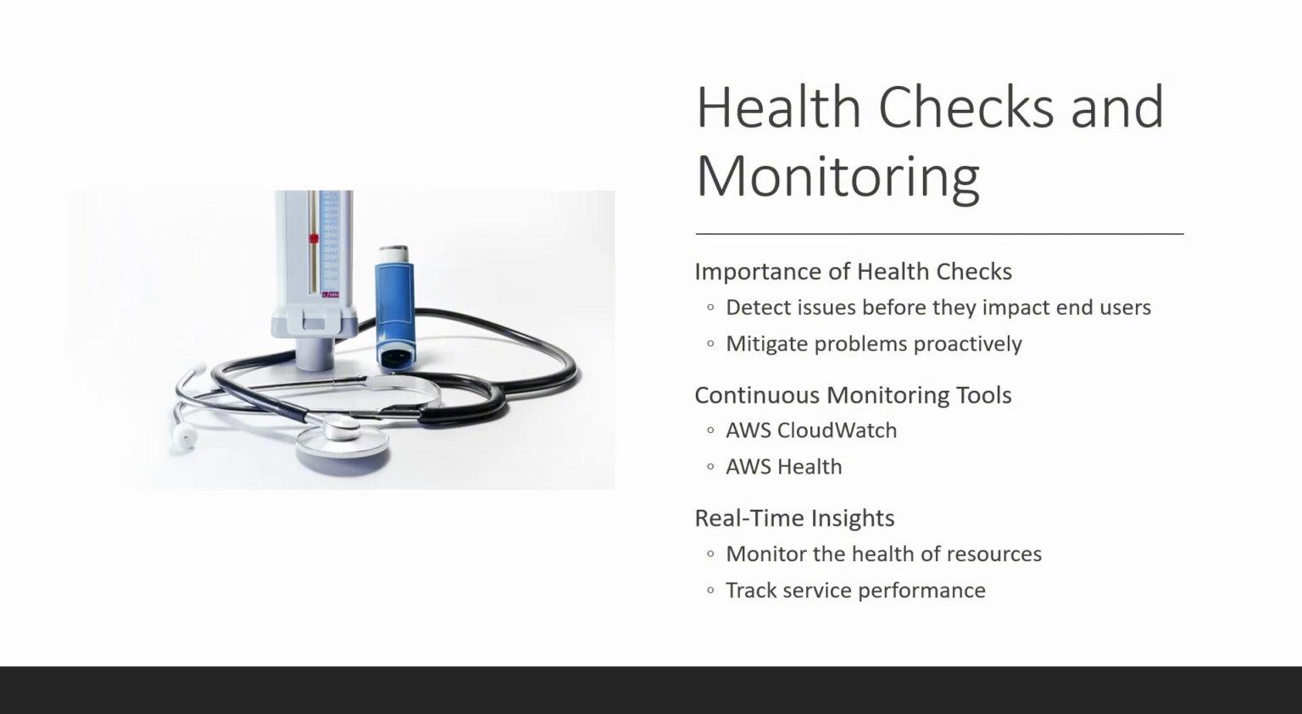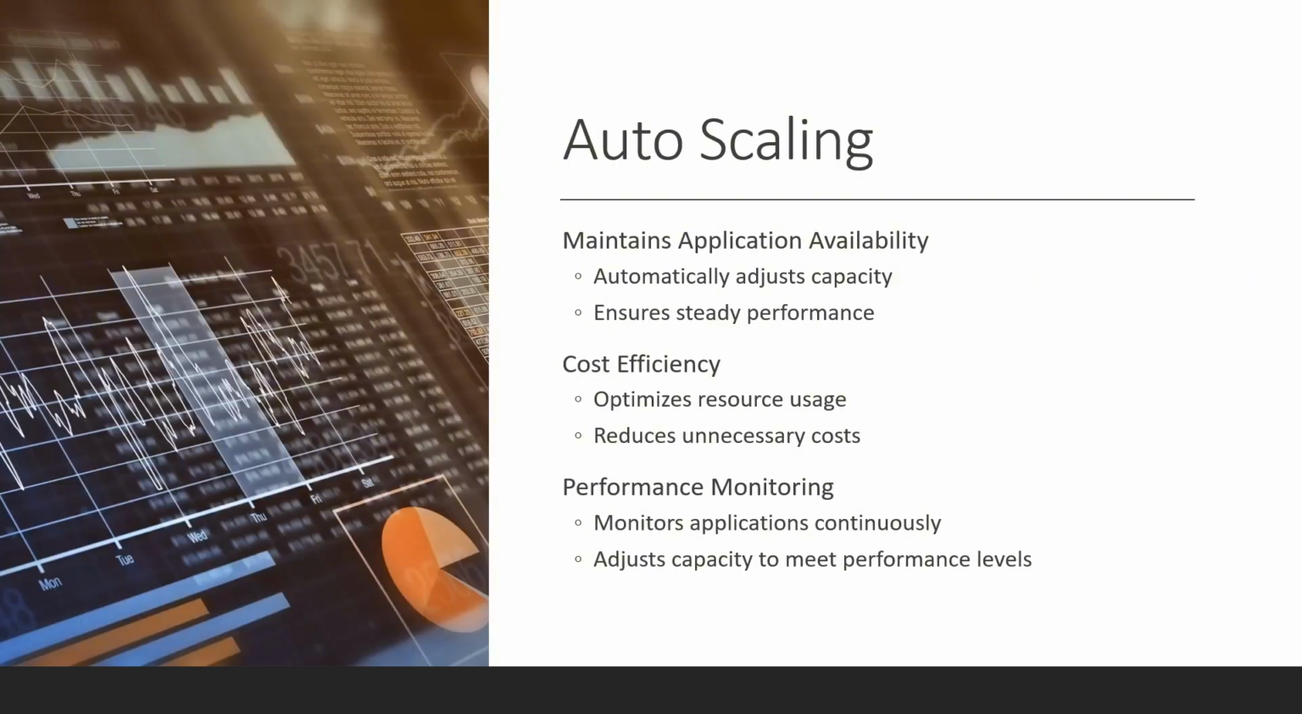And there are a lot of tools for continuous monitoring, including things like CloudWatch, giving you real-time monitoring of your AWS resources, and of course, AWS Health, delivering personalized information about your AWS infrastructure. You could also have real-time insights by way of continuous monitoring, which allows you to keep an eye on the health of your resources, ensuring that they function optimally. And of course, you can track service performance so that you can identify trends and potential issues, allowing you to take corrective actions promptly.